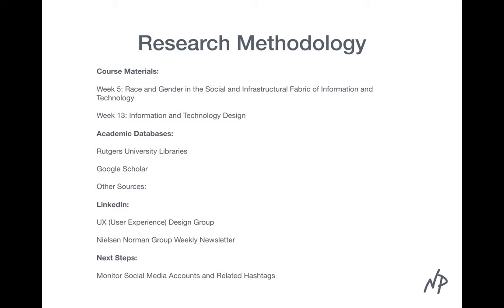I also used a couple different academic databases. When I was reading the course materials, at the end of the materials, it gives a list of different references. And I used that list of references to help find different articles within the HCI field that lined up with my topic. After searching Google Scholar and Rutgers University libraries, I found a variety of different articles. Within the Rutgers University Library interface, it's kind of ironic, I was able to use the advanced search feature.